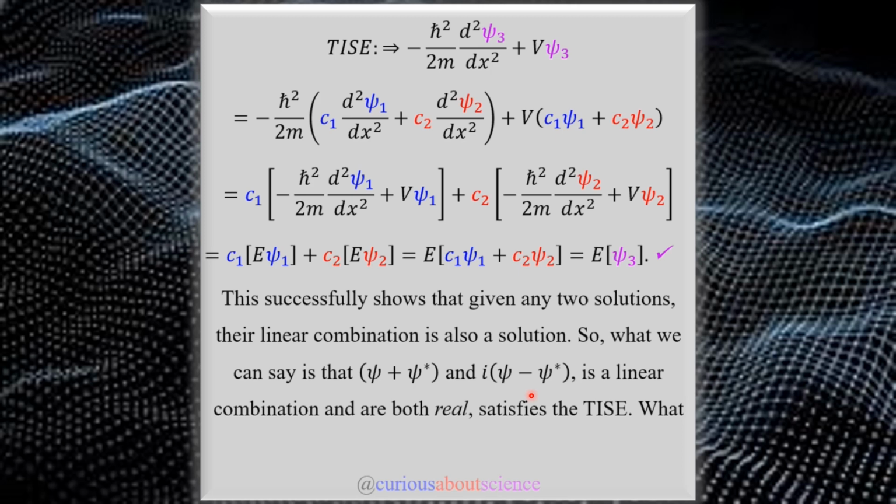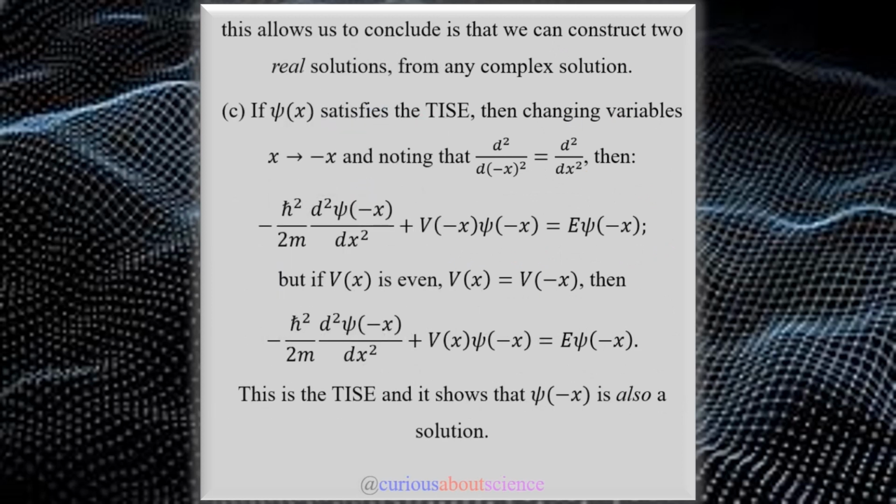So regardless of what case you want to set up, we absolutely can set up a complex solution as a linear combination of real solutions and verifying what we want to use initially, which was a real solution. So pretty cool there. So what this allows us to conclude is that we can construct two real solutions from any complex solution, which is kind of what we touched on last slide. So we'll leave it at that. Let you read a little more if you'd like.